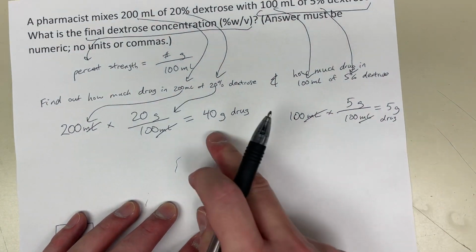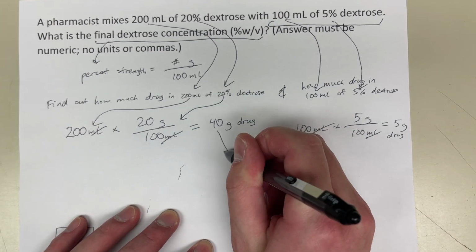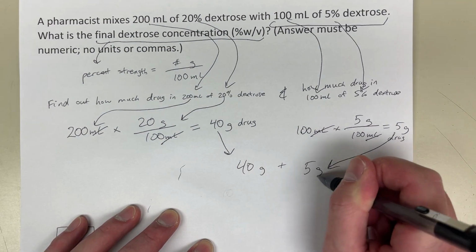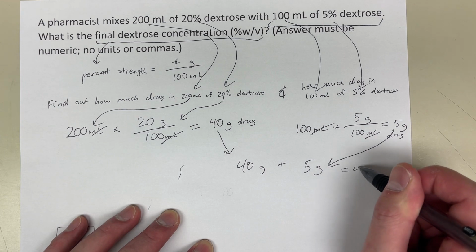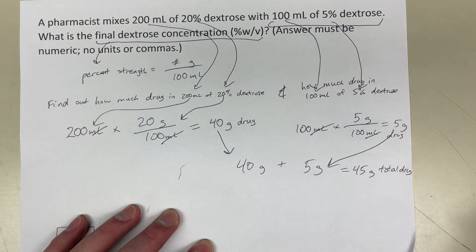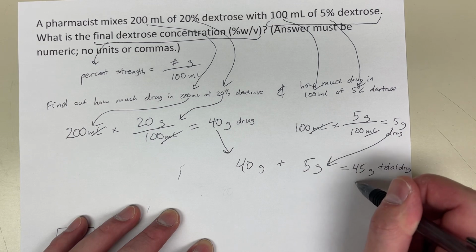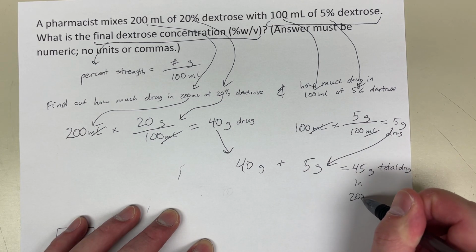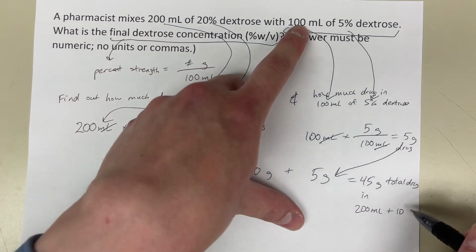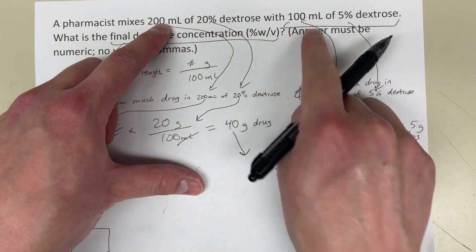So now I'm going to add these two amounts of drug together because they combine them together. So 40 grams plus 5 grams, right? So that equals 45 grams total drug in this solution. And that's going to be in a total volume of 200 milliliters right here plus 100 milliliters here, right? Because they combine the two volumes together, 200 milliliters plus 100 milliliters.